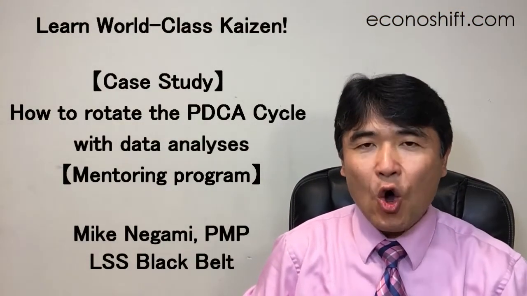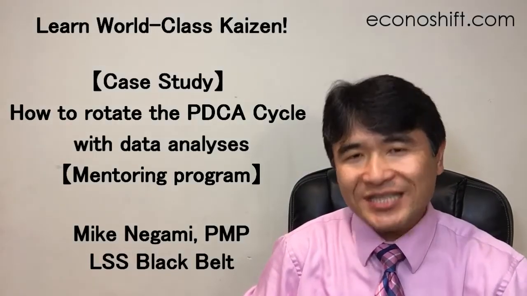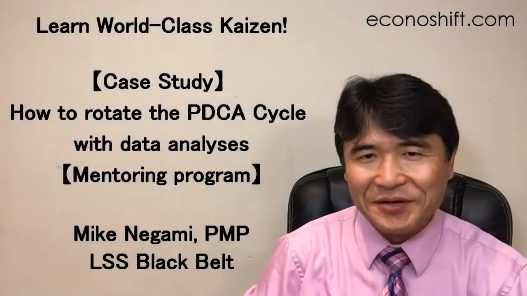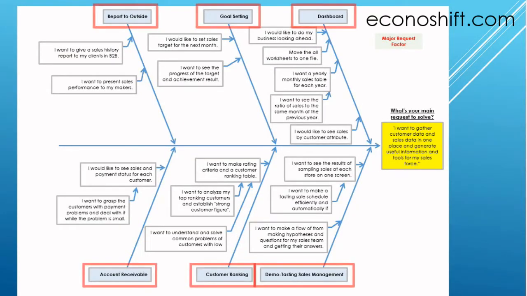In the last video, we wrote out the functions requested for the operation system in the mentoring program. This is the one we wrote. There are 6 requested categories of functions. Today, I will show you how we'll achieve each category.